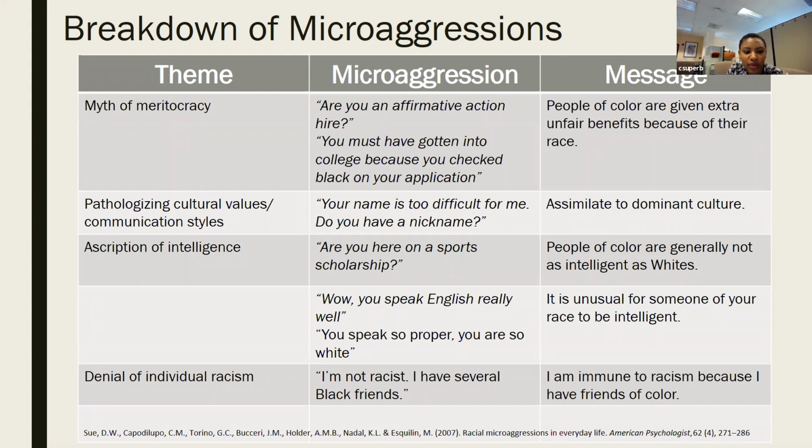And then denial of individual racism. This is really important because this is denying a person's experience of racism and also denying that you can perpetuate racism. And so saying things like, I'm not racist, I have several Black friends, right? This sends the message that someone is immune to racism because of proximity to people of color. And we really know that that's not true.